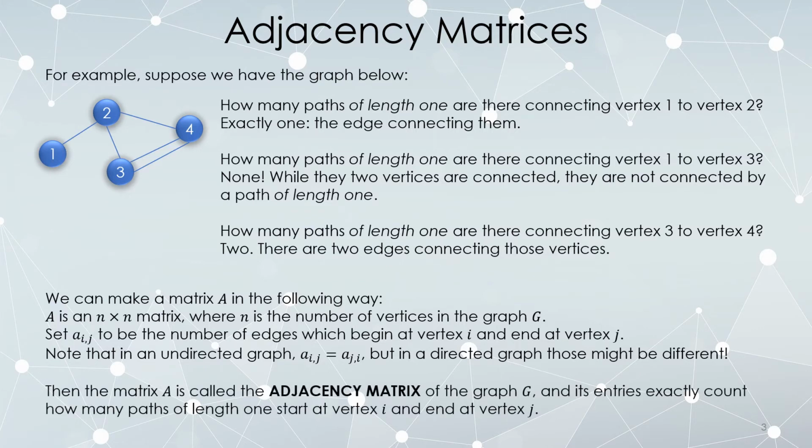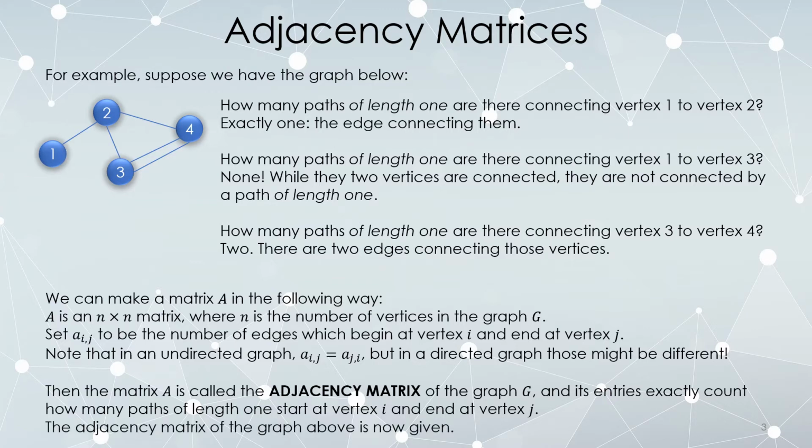This is called the adjacency matrix of a graph, and what it really does is it counts how many edge connections there are between two vertices, and it actually counts them with direction, because A sub ij is how many edges from i to j, A sub ji is how many from j to i, and in a directed graph, those might not be the same thing.